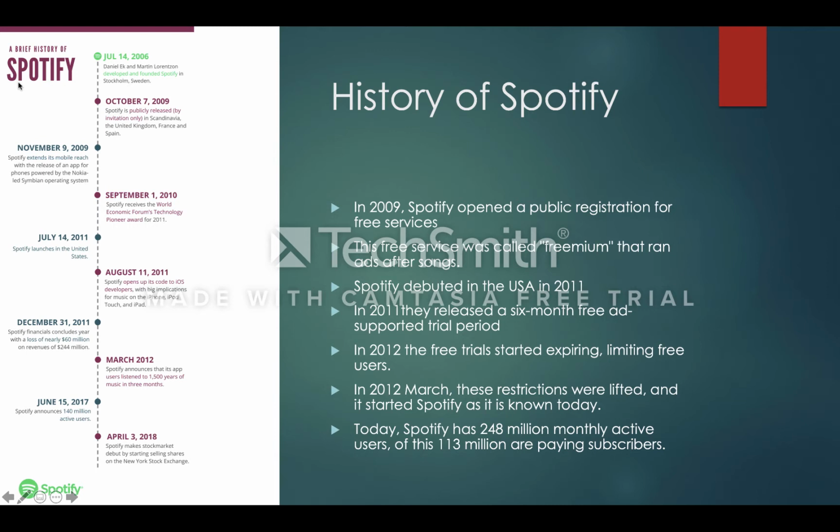In 2009, Spotify opened public registration for its free service. These free services were called freemium, and that offered ads after songs. Spotify debuted in the United States in 2011. They also released a 6-month free ad-supported trial, which in 2012 began to expire, limiting free users. In March of 2012, the restrictions were lifted and Spotify became as we know it today, with two concrete versions: either $4.99 a month for students or $9.99 for the public, and the free ad-supported version.